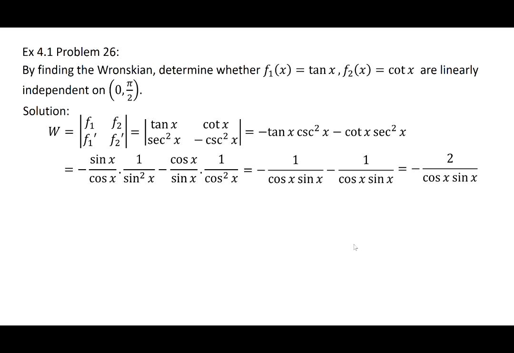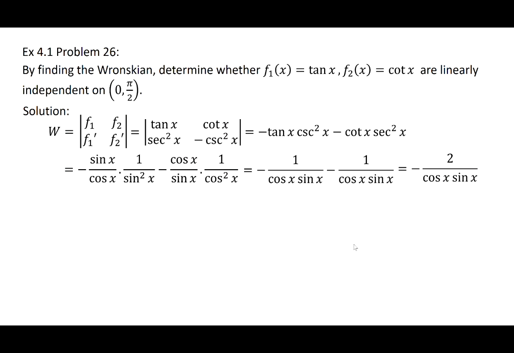But that's not the question. The question is not to find the Wronskian. That was a part of it. Can you answer about the linear independence or dependence? Now please remember what the theorem said. The theorem said, if the Wronskian is not equal to 0 at some x sub 0 in the interval, then these functions are linearly independent. W not 0 at some x naught, then automatically linearly independent.